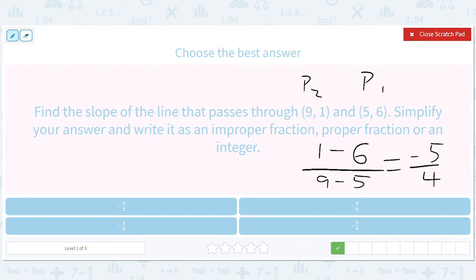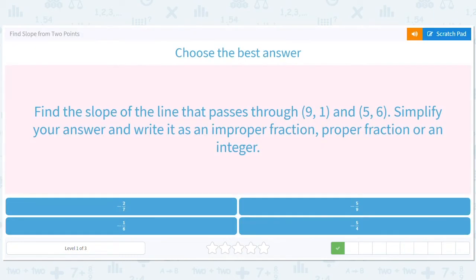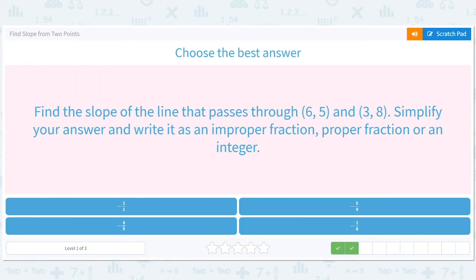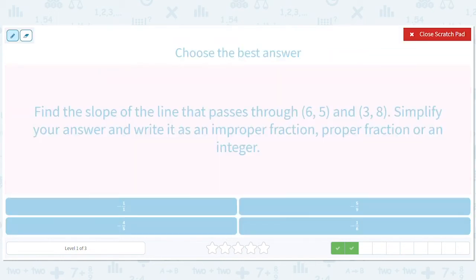And we see that option. We feel good about ourselves. We pat ourselves on the back. We get it, that's right. Find the slope of the line that passes through 6, 5, and 3, 8. Okay, well, let's go ahead and make this P2, right? We're just unpredictable. So we have 8 minus 5, take the y's, and you have 3 minus 6.